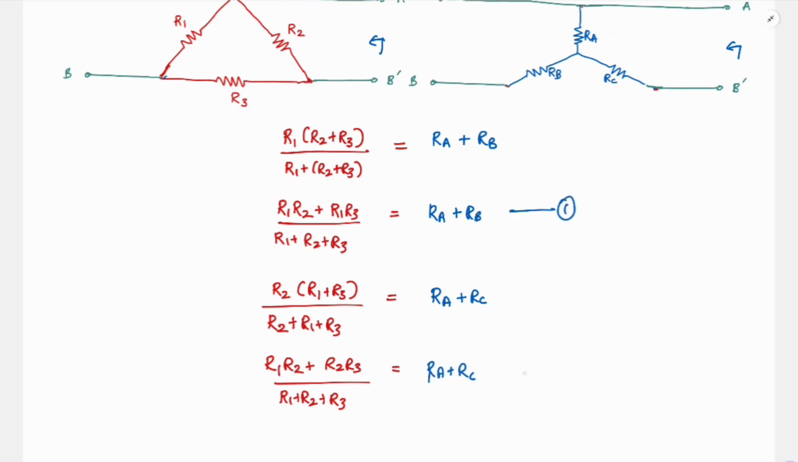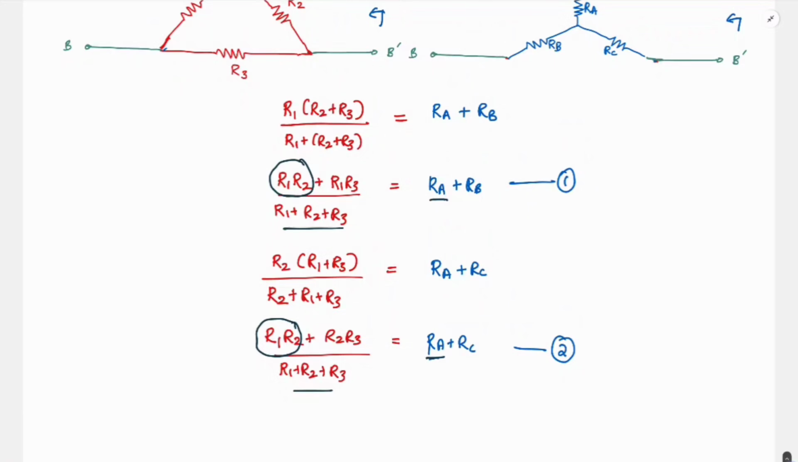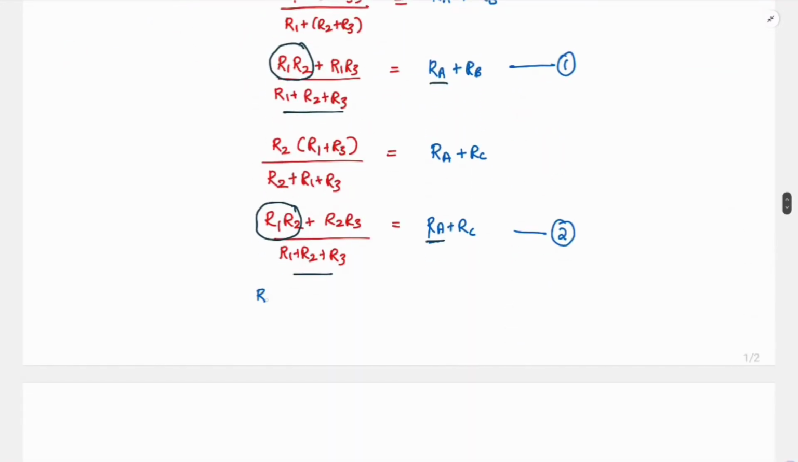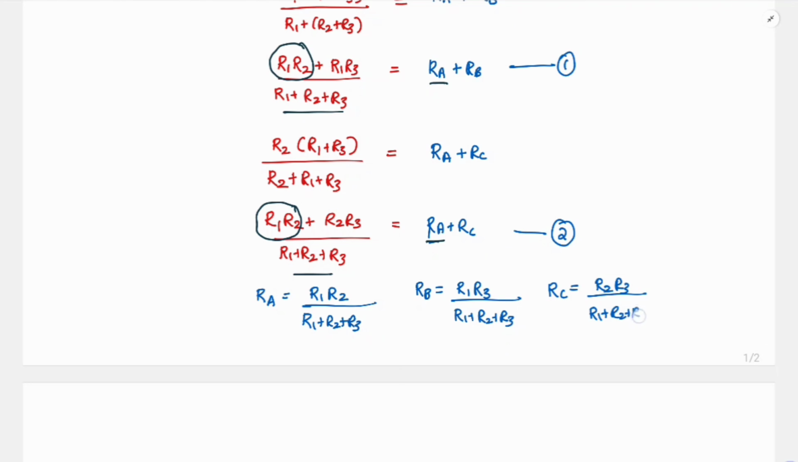These are the two equations we got. Now can you compare what term is common on the right hand side? RA is common. On this side the denominator is the same, and in the numerator R1 R2 is common. So I can directly write RA is R1 R2 by R1 plus R2 plus R3, and the remaining terms will be respectively RB and RC. RB is R1 R3 by R1 plus R2 plus R3. Similarly, RC is R2 R3 by R1 plus R2 plus R3.